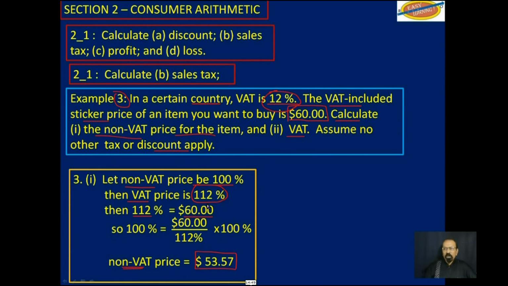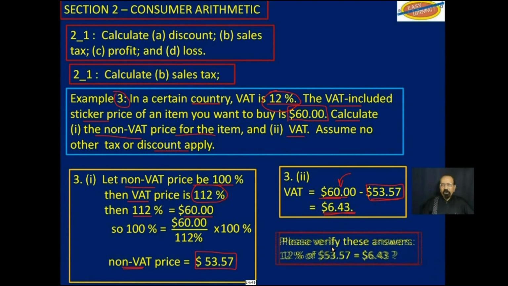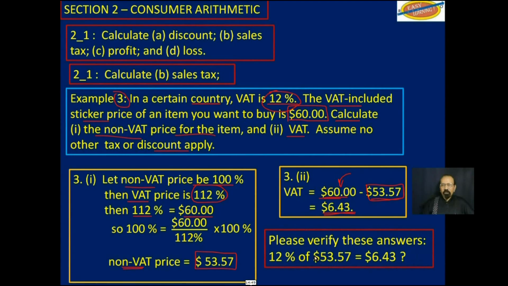Now we still need to know what the VAT is, which is fairly easy. If the VAT inclusive price is $60 and the non-VAT price is $53.57, you just subtract this one from that and you will get how much VAT is, $6.43. You can verify that 12% of $53.57 is $6.43. If it is, then you know that your answer is correct.